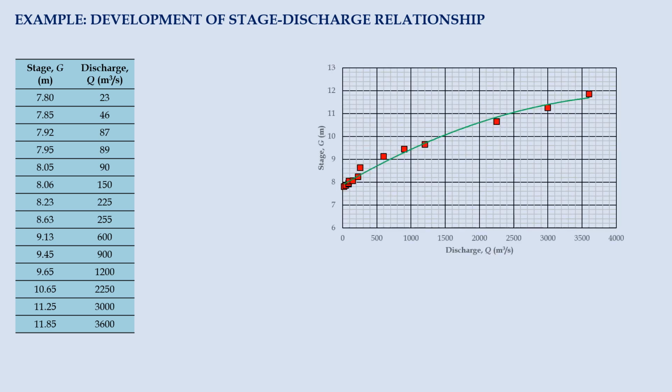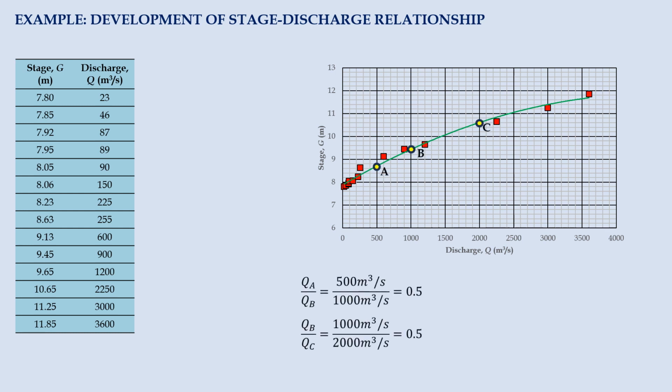At first, we need to find A. Let's plot the stage versus discharge and try to produce our best fit curve. For illustration purpose, we will use both approaches and see whether the results differ much from each other. Let the values of QA, QB, and QC be 500, 1000, and 2000 cumecs. These values are in a geometric progression as the ratio of discharge for adjacent points is the same.